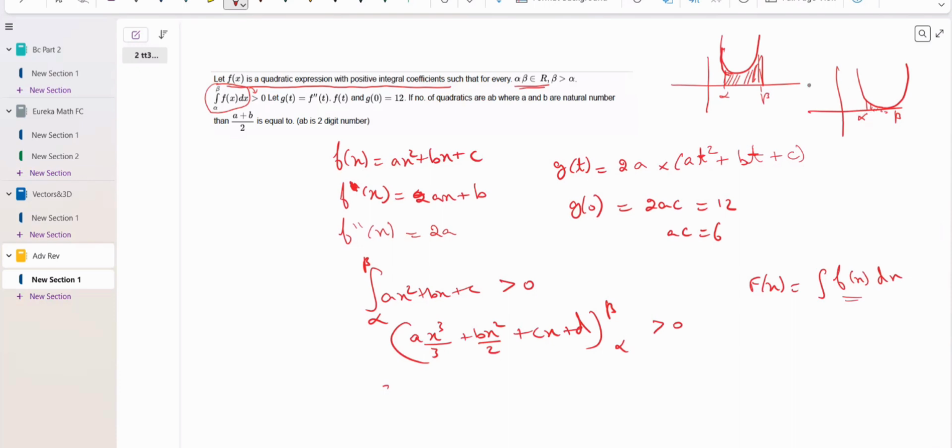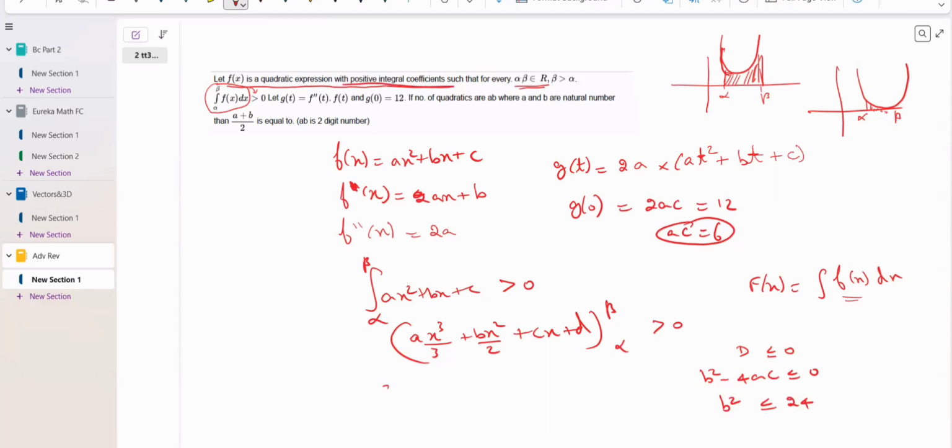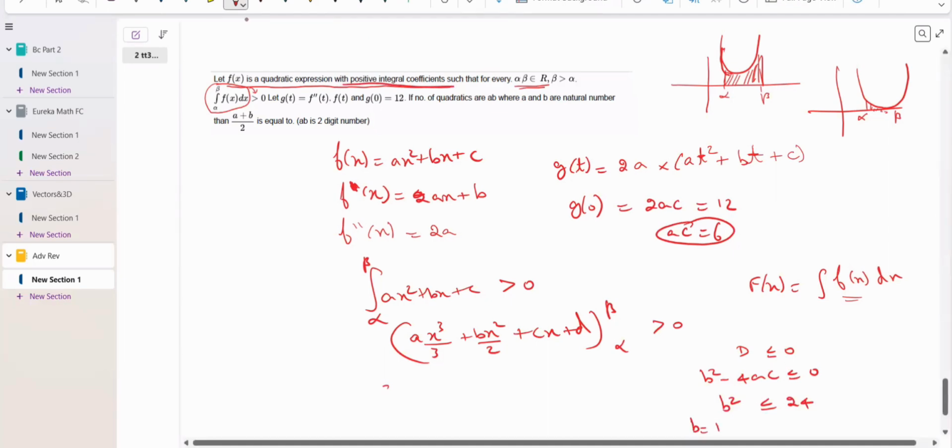Discriminant is b square minus 4ac being less than or equal to 0. Since we got the ac value, this is a good trick. So b square should be less than or equal to 24. And since we know all the coefficients are integers, b values can be 1, 2, 3, 4.